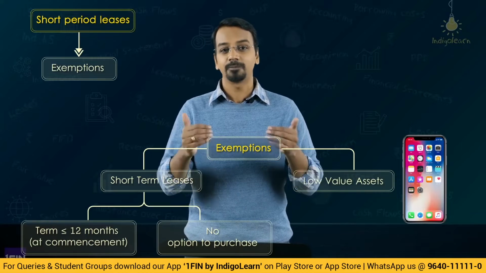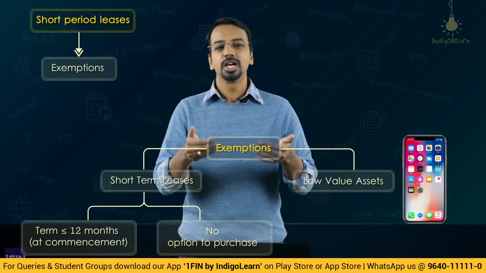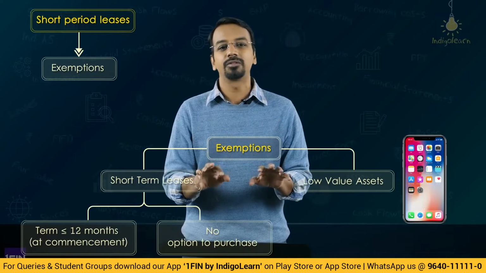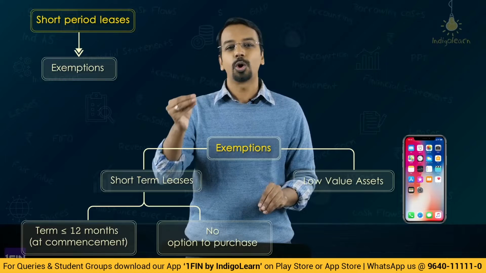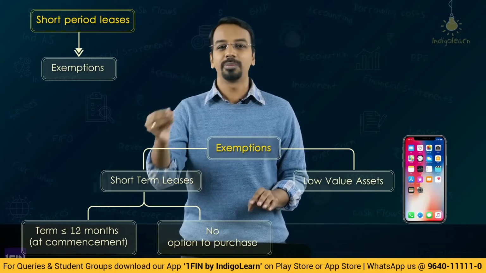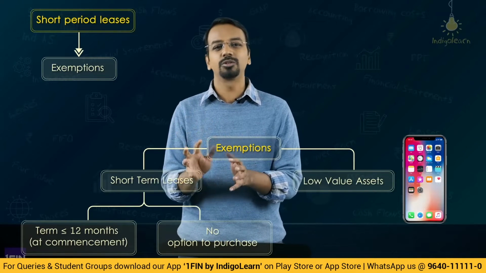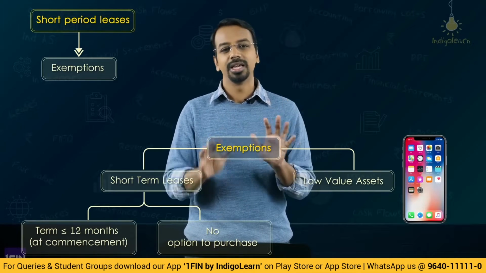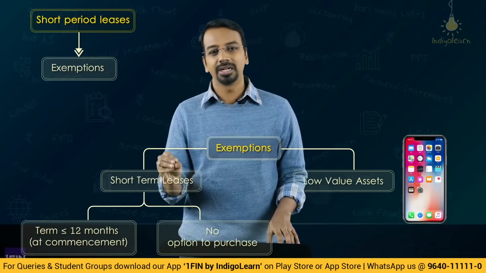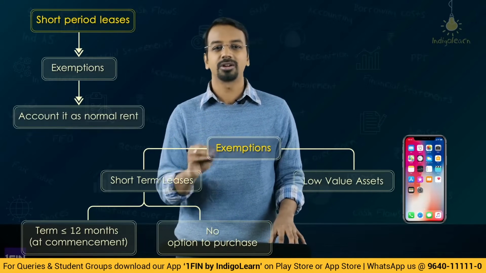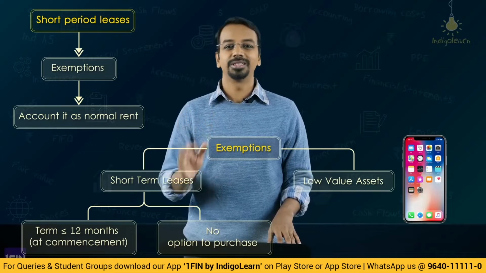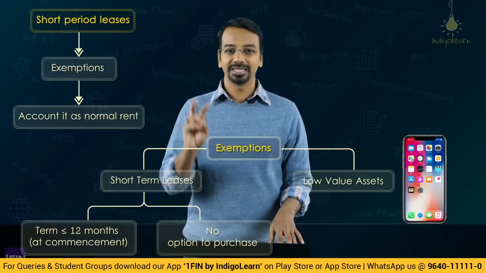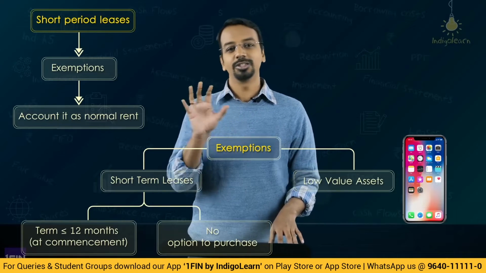What do I mean by that? In such cases, do not account for such transactions as lease transactions. Account for them as if you are making a normal rental payment or normal payment for use of that asset, similar to what you used to do if it was an operating lease as per AS 19. Basically, you take the total lease rentals, divide it by the number of months, and on a straight line basis, you charge it off to the P&L, right? So, this exemption is given for the lessee for these 2 categories.